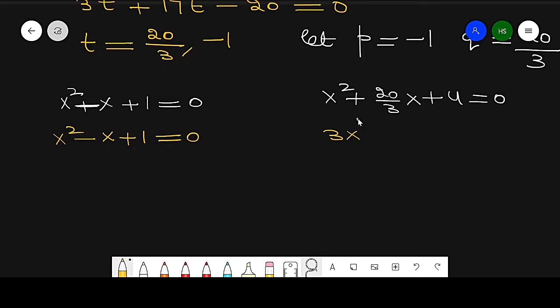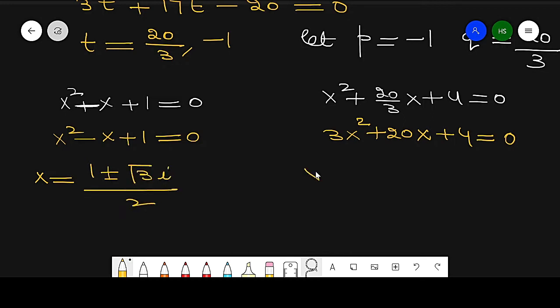So this is 3x square plus 20x plus 4 equal to 0. So two roots from this equation are 1 plus minus under root 3 iota by 2, and two roots are from this equation, which are equal to minus 6 and minus 2 by 3. So these are the four roots.